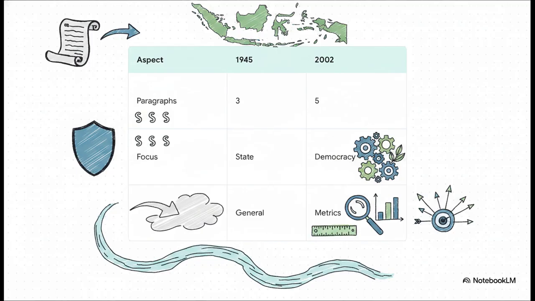Expanding from 3 paragraphs to 5 made the law infinitely more detailed and operational. The whole focus evolved from simple state ownership to what they called economic democracy, which baked in these vital layers of sustainability. Essentially, the Constitution went from just pointing in a general philosophical direction to providing a really precise measuring stick, complete with modern metrics for sectoral laws.